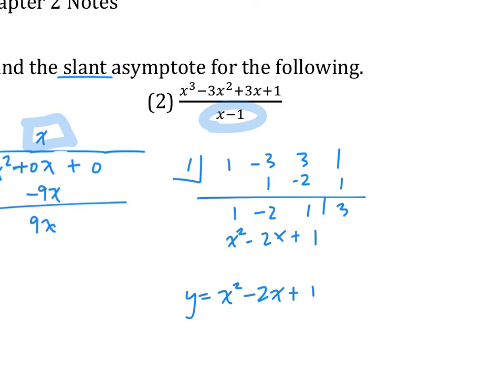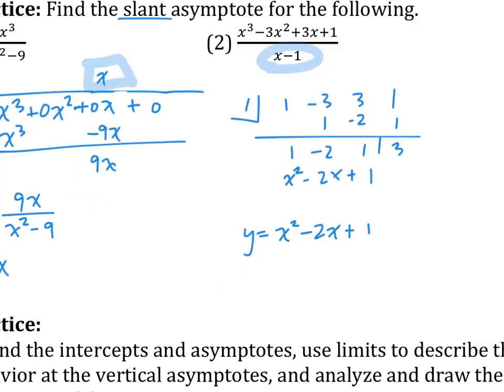All right, according to the division, you can see that the quotient is x squared minus 2x plus 1, which is also the slant asymptote. So this one's kind of interesting. When x is going to infinity, this graph looks like a parabola.